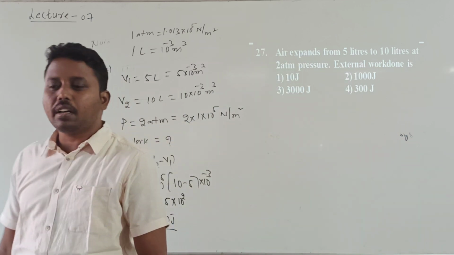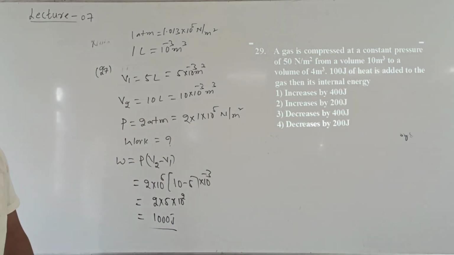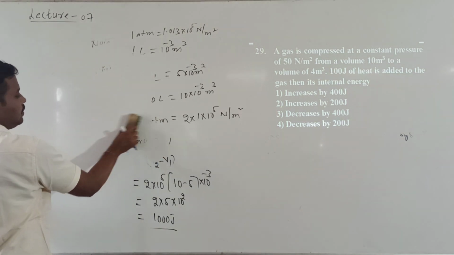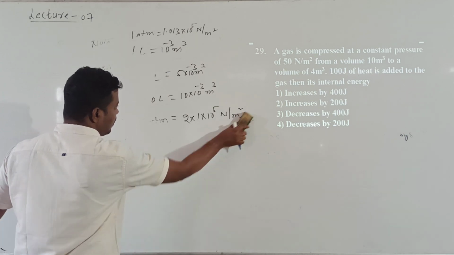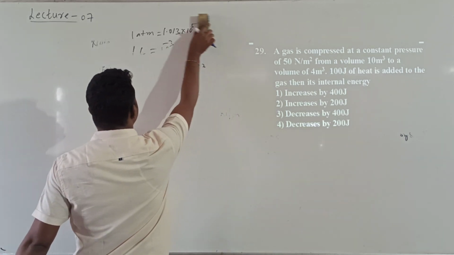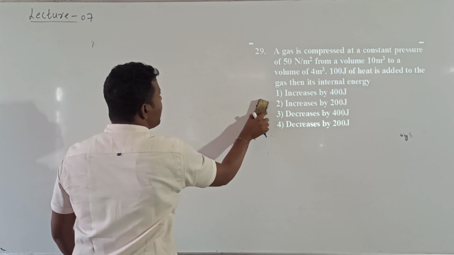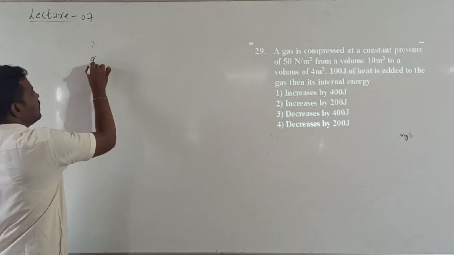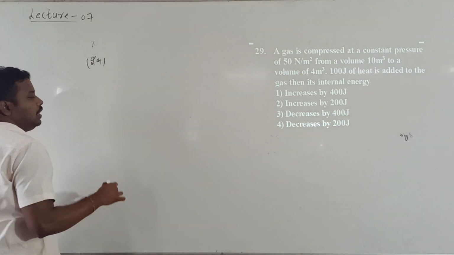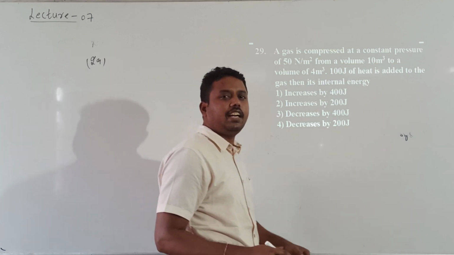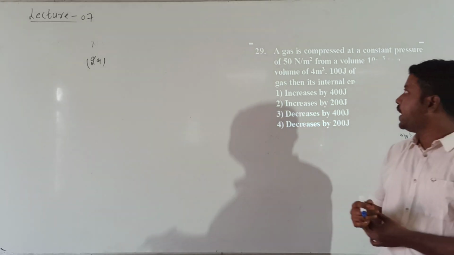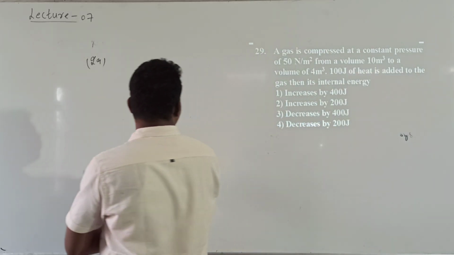This is question number 27. Now question number 29. So what is the question? And this 29th question, a gas is compressed at a constant pressure. Maybe this question's answer is getting somewhat different. Once we do it carefully, what is the answer they have given, what is the answer we get, maybe some mismatch is there. So check it carefully.